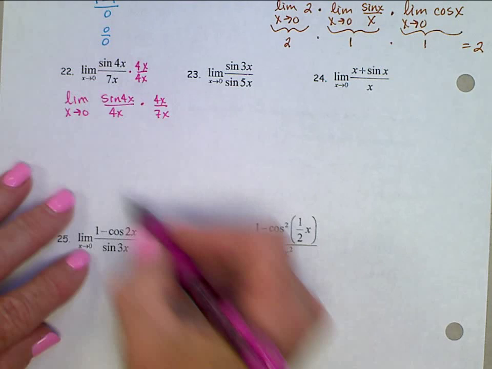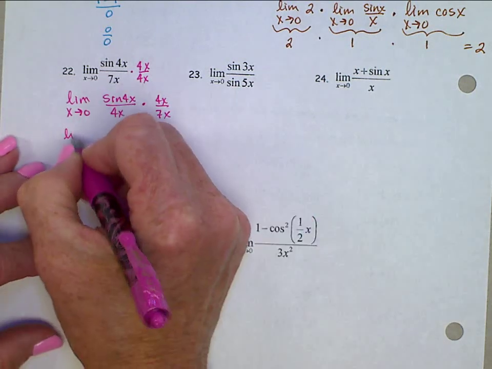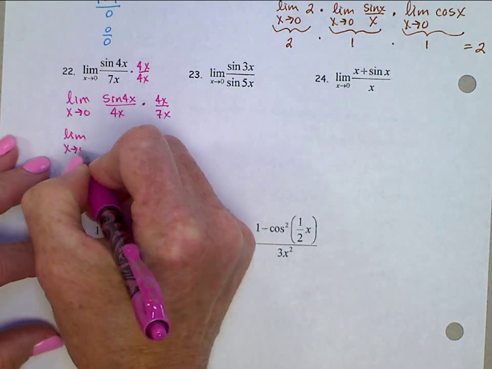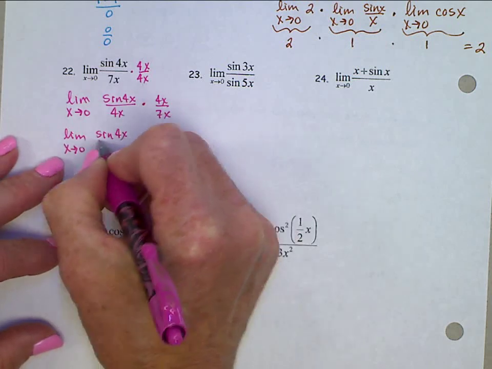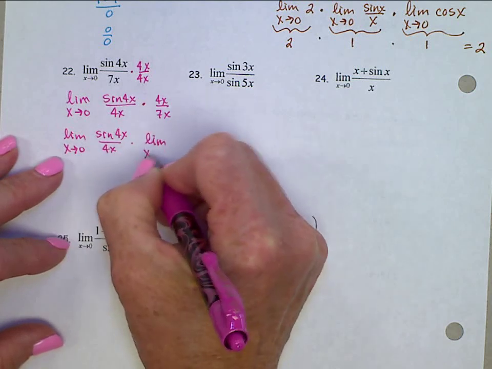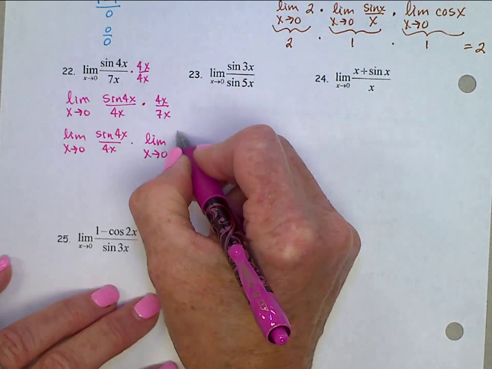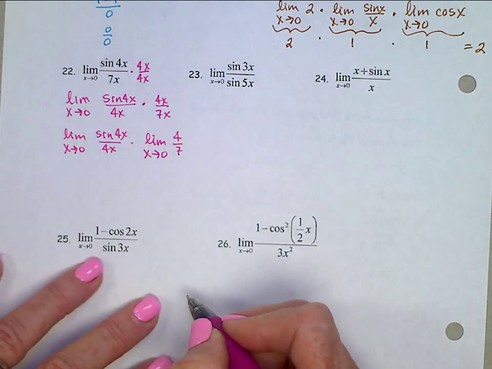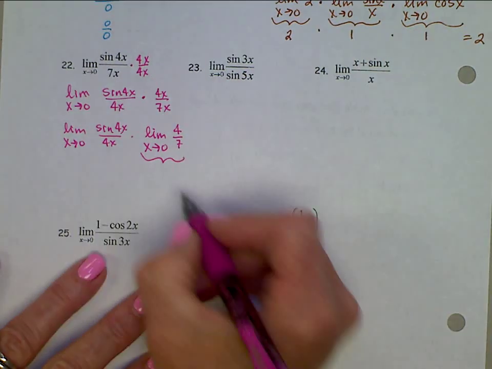Now let's separate that limit over that product. So the limit as x approaches 0 of sine 4x over 4x times the limit as x approaches 0 of 4x over 7x, which simplifies to 4/7. And while we're here, we might as well do the limit of that constant. That is just 4/7.